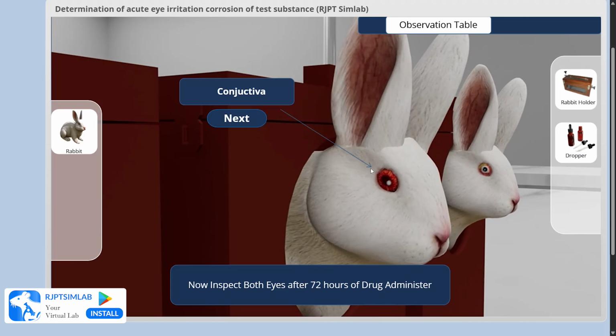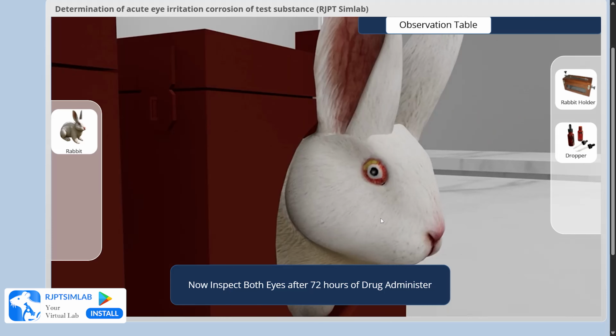And then the fifth rabbit has shown conjunctivitis. As we can see here, the redness of the eye shows conjunctivitis. And then the sixth rabbit has shown inflammation of the iris. As we can see here, the different colors show the inflammation of the iris.